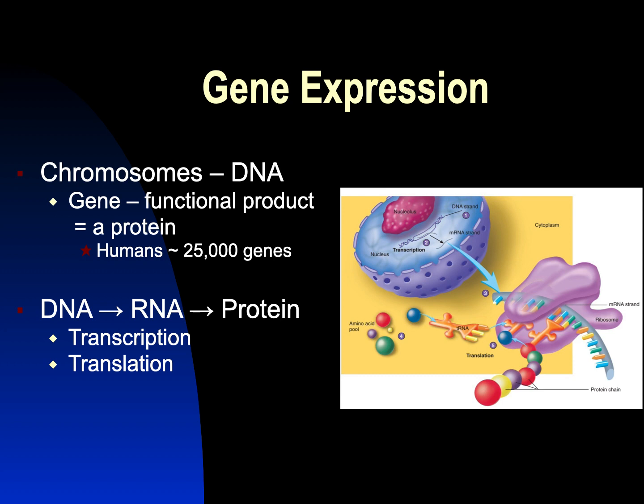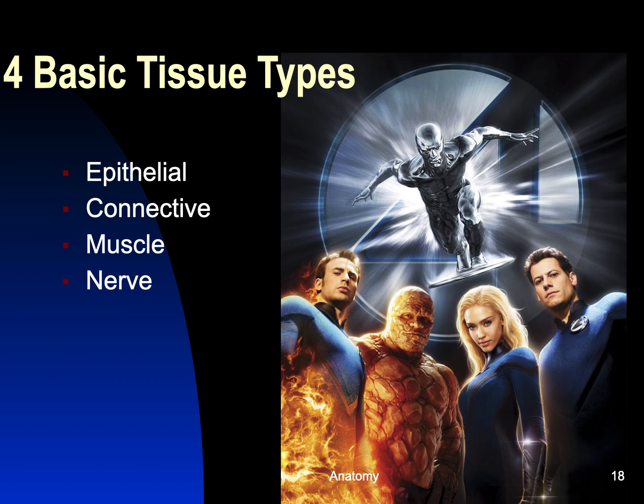Okay, so that's chapter 2, 3, and now chapter 4 talks about tissues. These are just groups of similar cells that work together. Often they're found in layers. There are 4 basic types. So I have here the Fantastic Four. Tissues include epithelial, connective, muscle, and nerve tissue. And these tissues, some contract, some form structures, some line body surfaces.